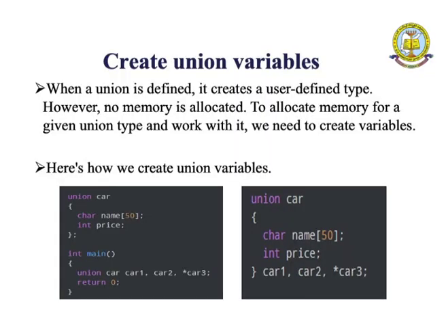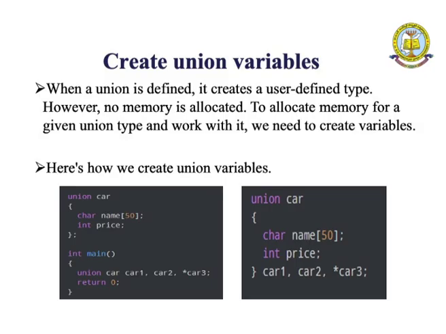How to create union variables? Whenever you define or declare a union, it creates a user defined type. However, no memory is allocated. Whenever you declare a structure or a union, no memory is allocated unless you create its variables. To allocate memory for the given union type and to work with that union, we should create its variables, as we have seen in structures. In the same way, we have to create the union variables after declaring the union.